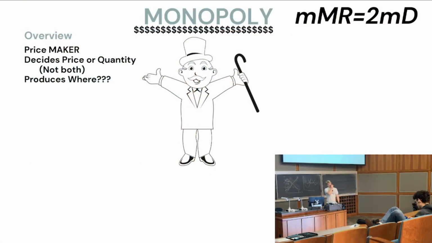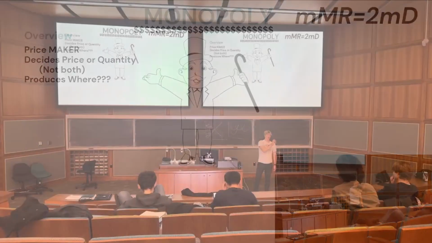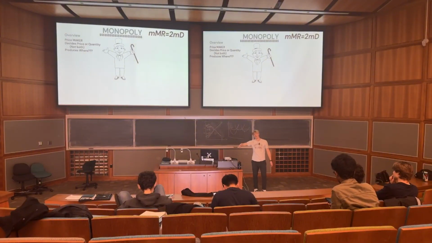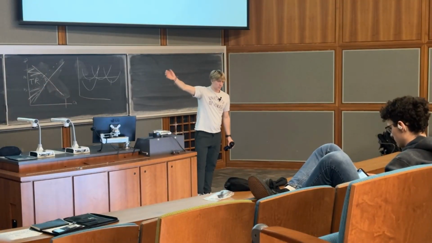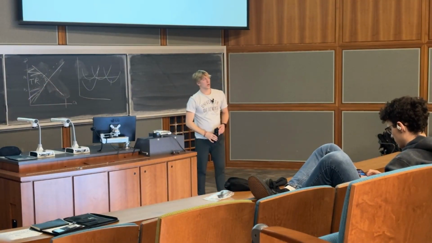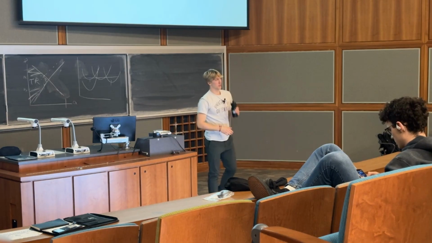All right, last one is monopoly. One thing to keep in mind is that the slope of the marginal revenue of a monopoly firm is double the slope of the demand. That's basically the one important thing to keep in mind. Monopolies are price makers, as opposed to perfectly competitive firms, which are price takers. They can either decide what price they want to sell at or what quantity they want to sell at, not both. Now, where do they want to produce?